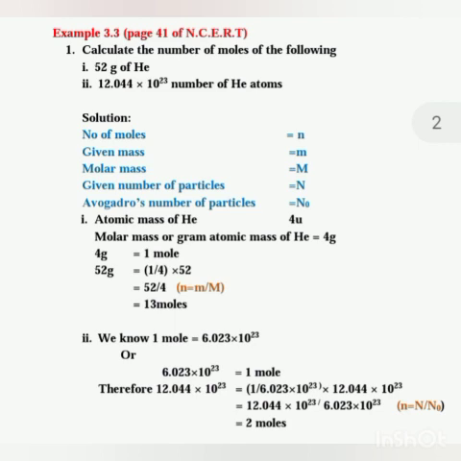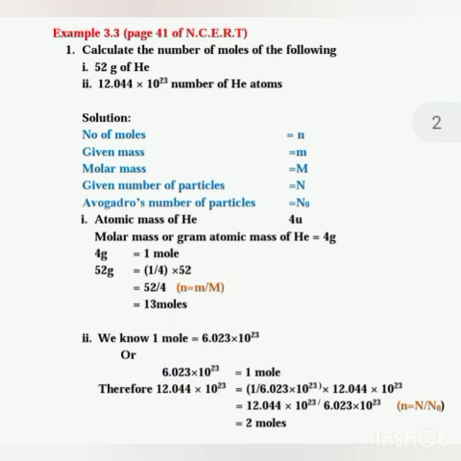4 u is the weight of 1 atom of helium, but 4 grams is equal to 1 mole, and 1 mole contains how many particles? That is 6.023 into 10 raised to power 23. I hope it is clear to everyone. So what does 13 moles mean? 52 grams is equal to 13 moles.